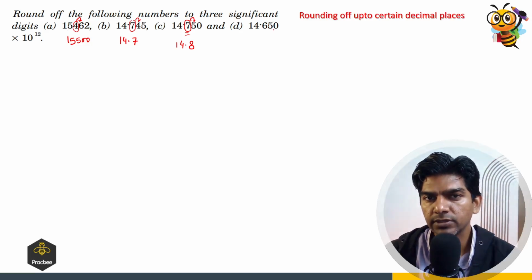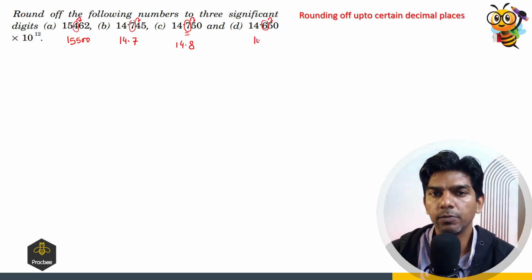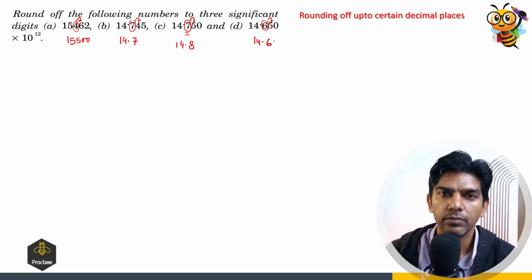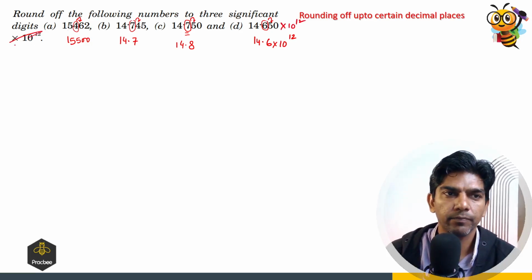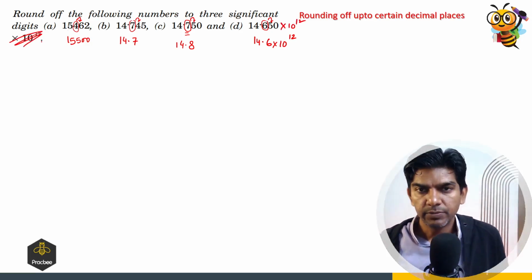Now this is 14.650, so here we have an even number and this is 5, so we have to retain the even number, so that will be 14.6 into 10 raised to 12, right? Basically it is 10 raised to 12. So I hope this concept is clear.